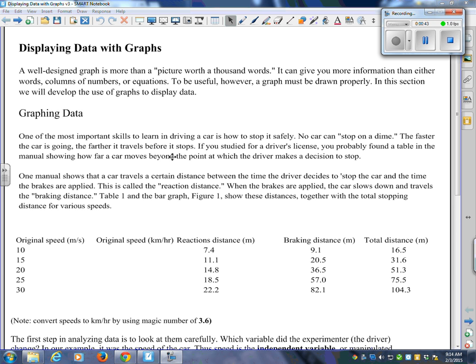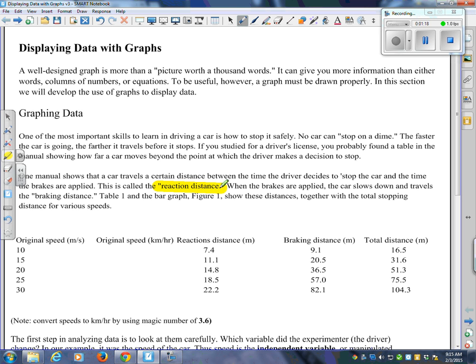If you studied for a driver's license, you probably found a table in the manual showing how far a car moves beyond the point at which the driver makes a decision to stop. Now, most people know that the faster you're going, the longer it takes. But did you know that it's not a linear relationship? I don't know if they teach that in driver's ed. One manual shows that a car travels a certain distance between the time the driver decides to stop the car and the time the brakes are applied. This is called the reaction distance. And I know that this is taught in grade 10 science because I teach grade 10 science.